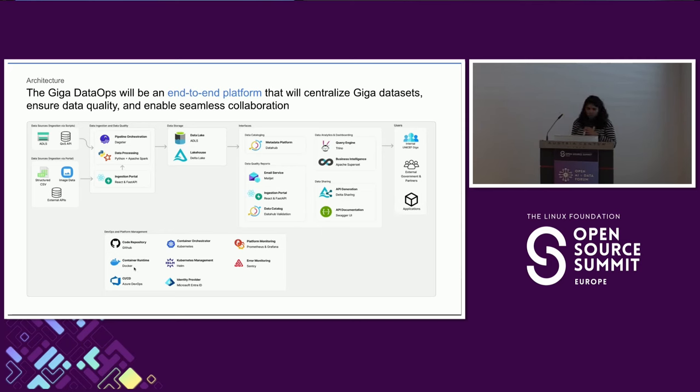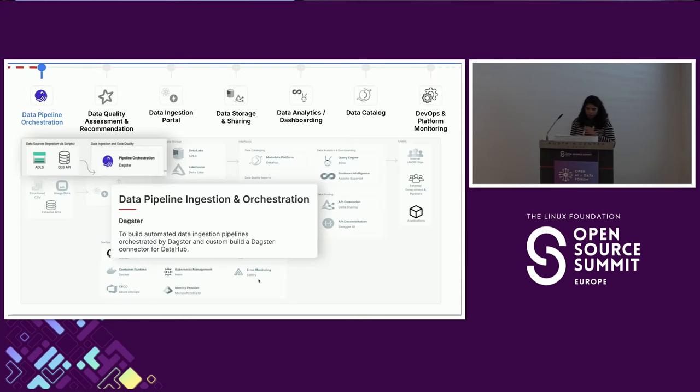And the entire monitoring and management happens through, of course, the standard tools that are used in the world: the code repository on GitHub, and platform monitoring through Prometheus. Because there are so many APIs developed on these data sets, it's important to monitor their performance and usage through Grafana and Prometheus, and Sentry for standard error monitoring on the pipelines.